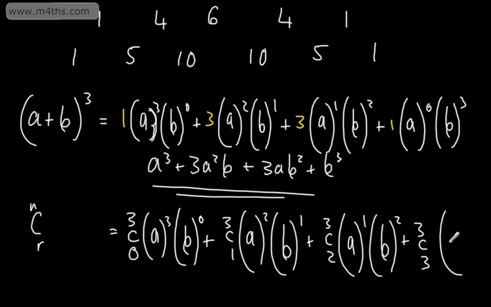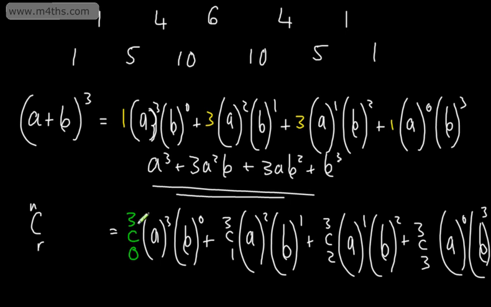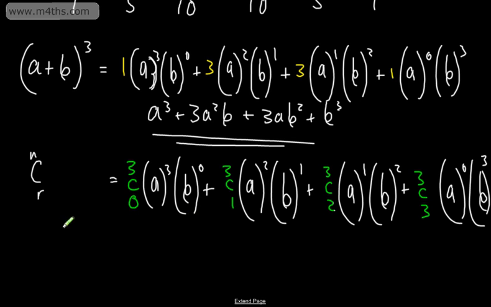Then we'll have now a to the power of 0 and b to the power of 3. The only thing that has changed now is that I'm using the nCr method to find these coefficients. And again, with the power of 3, I would do it with Pascal's triangle. But if it was a power of 12, we'd have 12c0, a to the 12, b to the 0. So how do we find those?